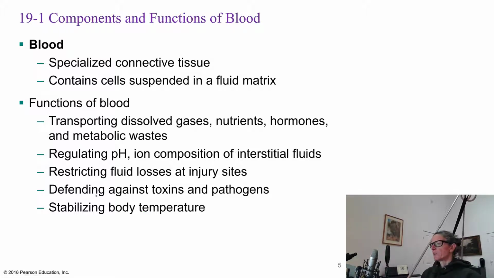By the reverse token, if somebody is excessively cold, then blood vessel dilation stops and blood vessel constriction occurs in the skin, so that we are now shunting blood away from the surface and into the inner core of the body. And the other thing we'll start to see is muscles will start to shiver, and this creates heat.